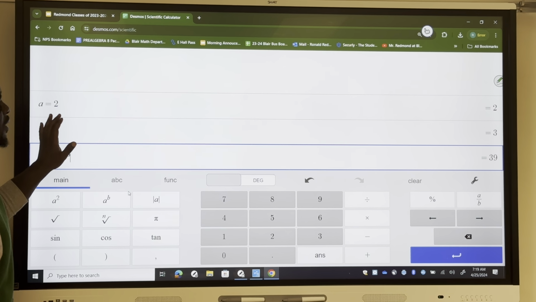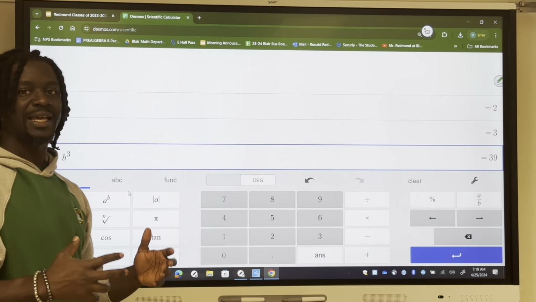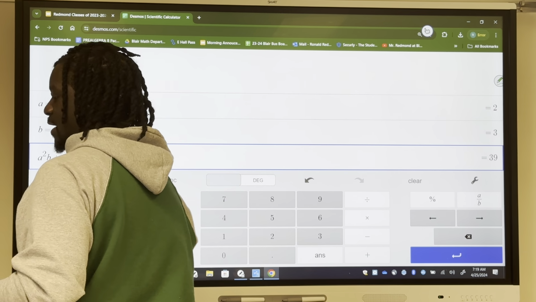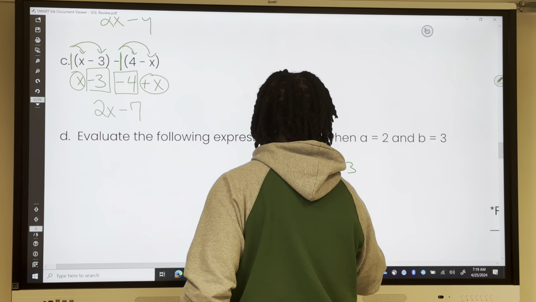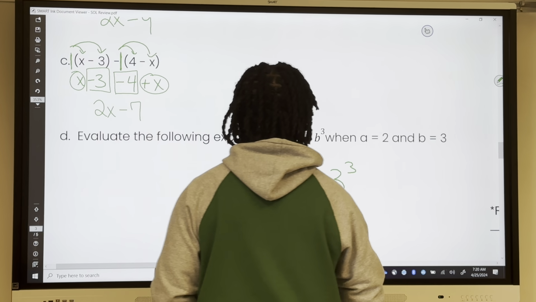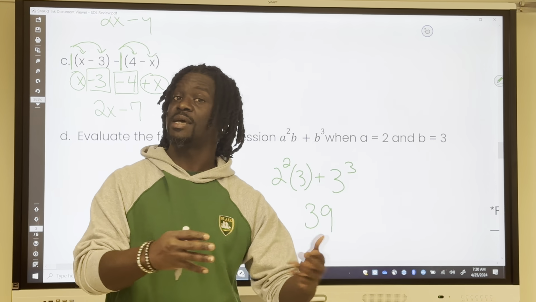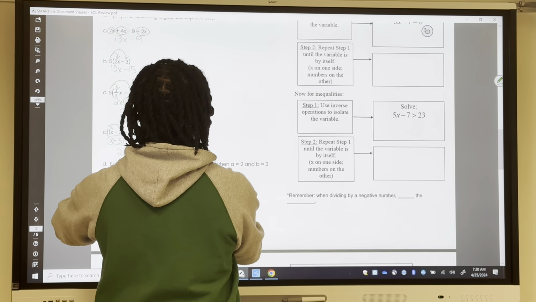So again, you just have to make sure that on each line, you put one letter and what it is equal to, another letter and what it is equal to, and then write the expression exactly as you see it. And then it will give you the answer, which is 39 there. So this expression, when I evaluate it, equals 39. I could prove to you that that is also 39, but for the sake of time, I'm going to keep moving.